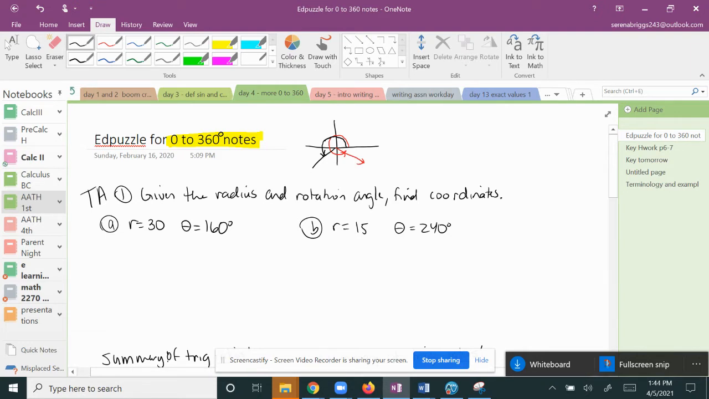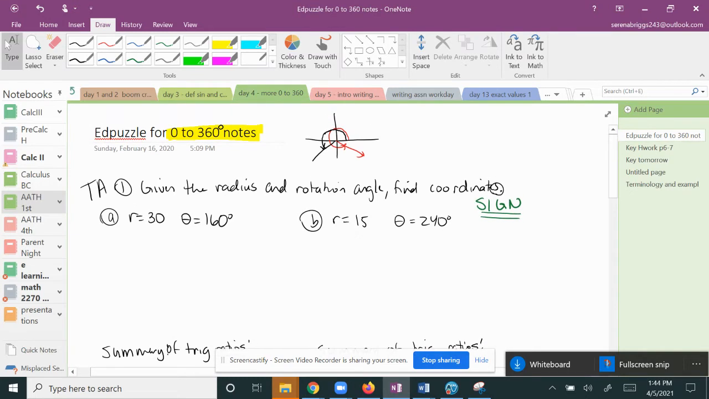First of all, TA questions. We're going to be given the radius and the rotation angle, and we have to find the coordinates. That means both the X and the Y, making sure that we have the correct sign, S-I-G-N. Watch out for that. So we have a radius here of 30 and a rotation of 160.